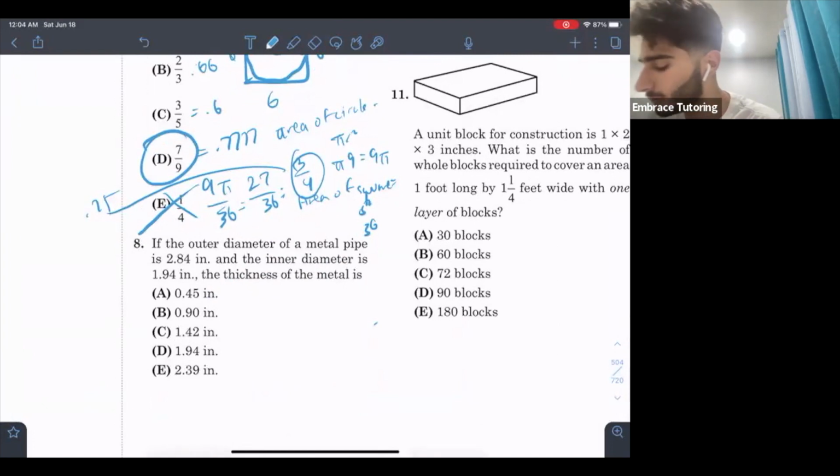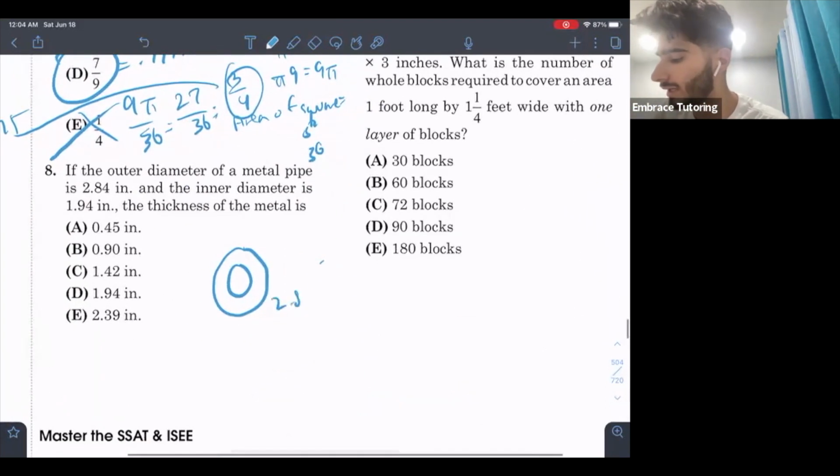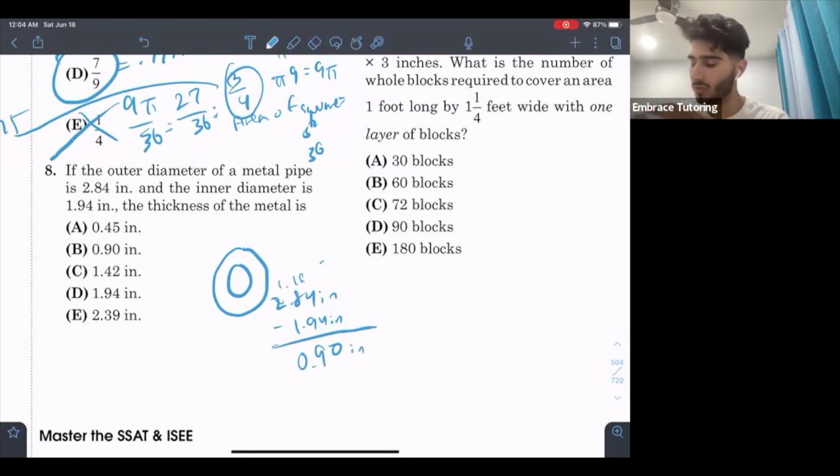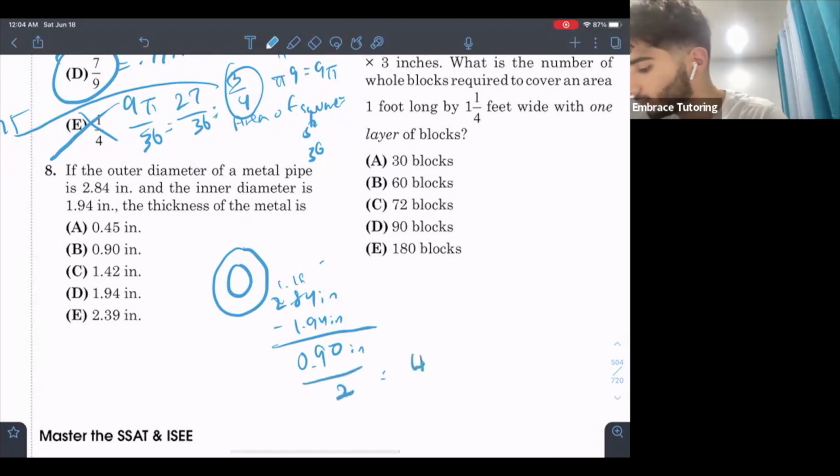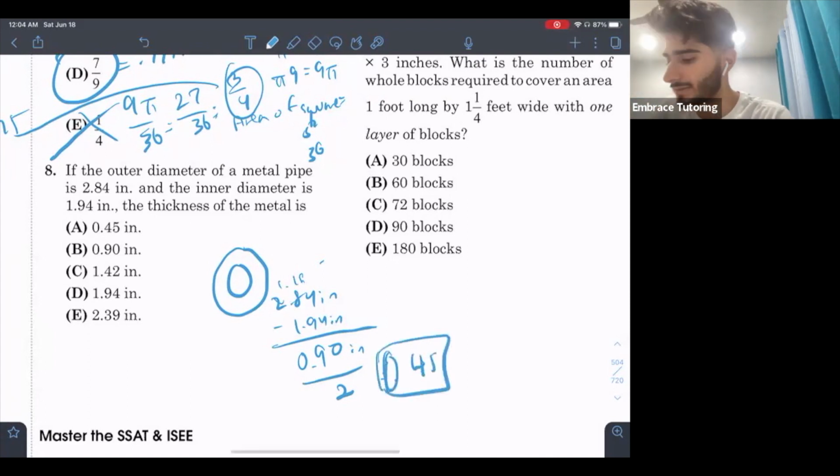Question 8. If the outer diameter of a metal pipe is 2.84 inches, the inner diameter is 1.94. The thickness of the metal is what? So you would have to do 2.84, which is the outer, minus the 1.94, which is the inner, and you get 0.90 inches as the total, and then divided by 2 on both sides, because you have to find the thickness of the metal. So you divide by 2, so you get 0.45 as the thickness of the metal on each side, because then the total gives you the entire, right? So that's what you have to do.